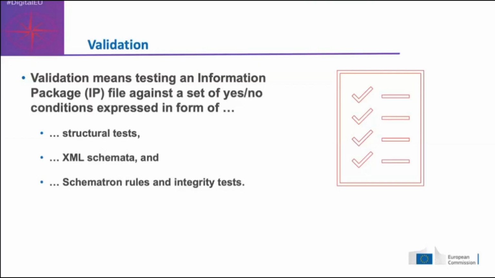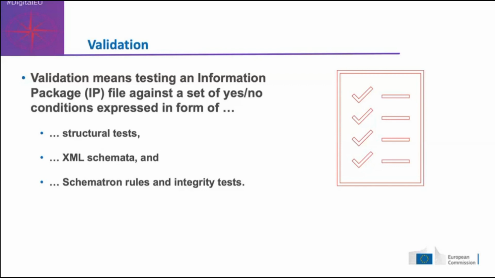So validation and conformance. First of all, validation means testing an information package against a set of yes-no conditions. Those are expressed in terms of structural tests, XML schemata, and Schematron rules. Just to briefly repeat, XML schema means that you can define data types and test against data types. For example, if a data type is a number, it must be a number. You can define on top of that complex data types and then validate against the schema, because most of the eArchiving standards are XML based and can be tested using these schemata.